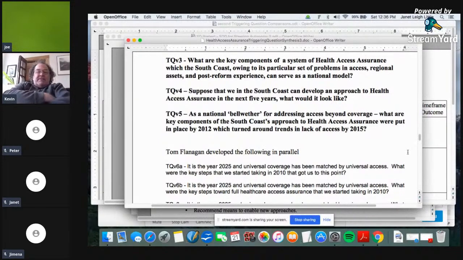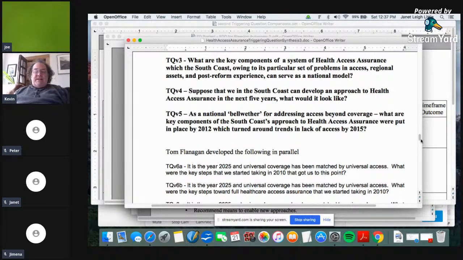Then what are the key components of a system of health access assurance which the South Coast, owing to its particular set of problems in access, regional assets, and post-reform experience, can serve as a national model? Next one was, suppose that we in the South Coast can develop an approach to health access assurance in the next 5 years, what would it look like? So this is more of a visioning thing and actually would switch to a different SDD archetype, which is a future visioning project rather than a problem solution thing. It's depicting the attributes of an idealized situation.